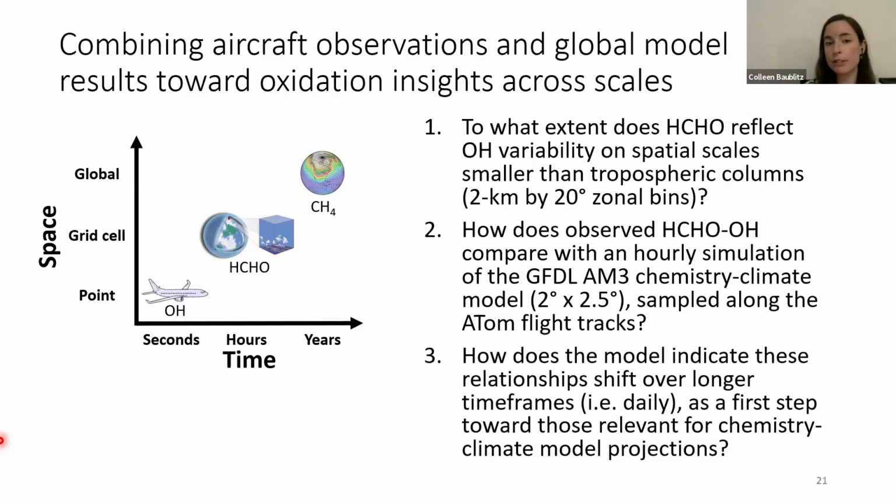Then from there, we hope to use the model to help contextualize the ATOM observations. And so the next question we ask is, how does the model indicate that these relationships shift over longer timeframes? For example, here we consider daily timeframes. And so we hope that this can be a first step towards comparing the very fine scale ATOM observations with the spatial and temporal scales that are relevant for chemistry climate model projections, which are generally monthly or annually averaged values. And so what we're hoping to get at with that is, to what extent can we apply the ATOM observations directly to evaluate our chemistry climate models?